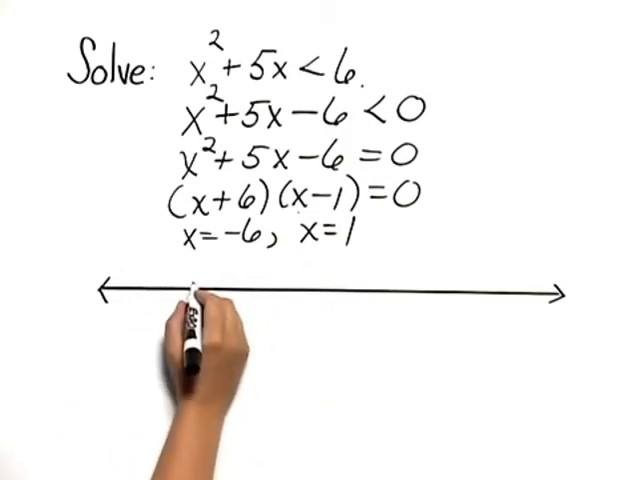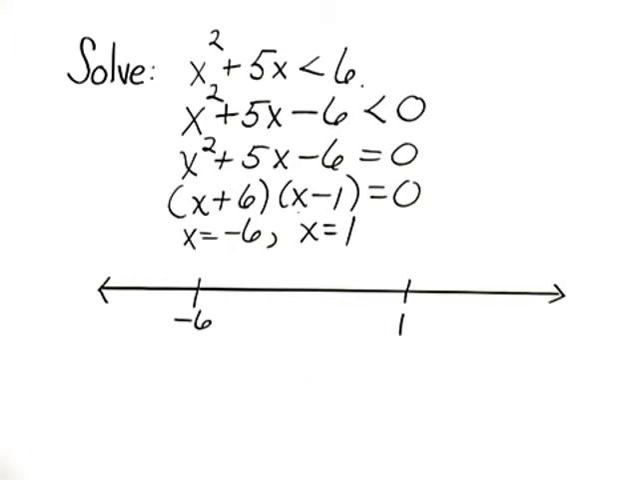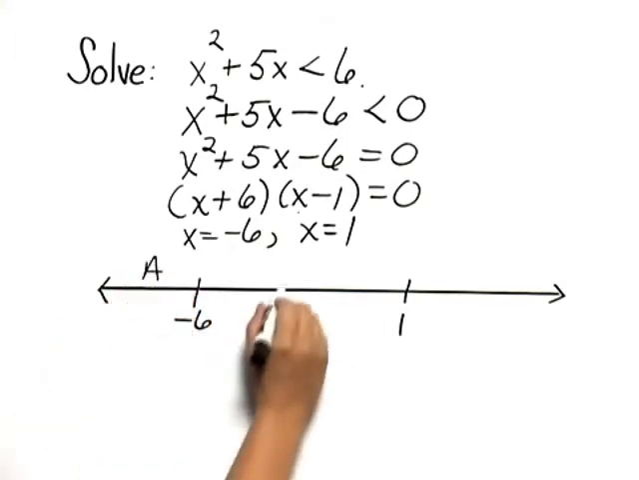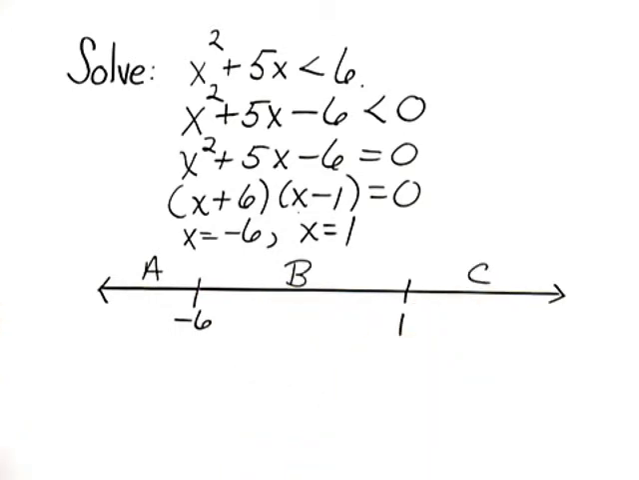We use these values, negative 6 and 1, to break the number line into 3 intervals. Let's just call this interval A, this interval B, and this interval C. Now it turns out that x squared plus 5x minus 6 is 0 here and 0 here. In between, it is either positive or negative. In other words, in this interval, it's either always positive or always negative. Same for interval A, and same for interval C.